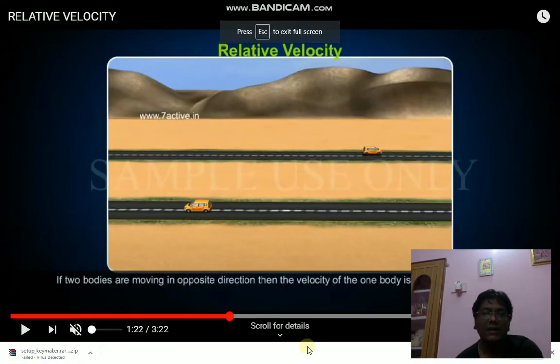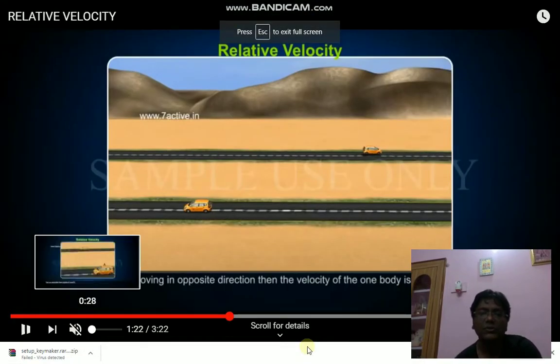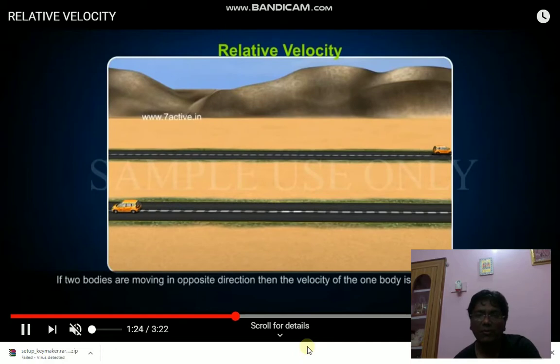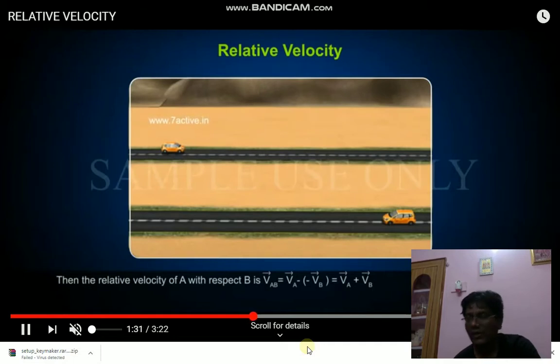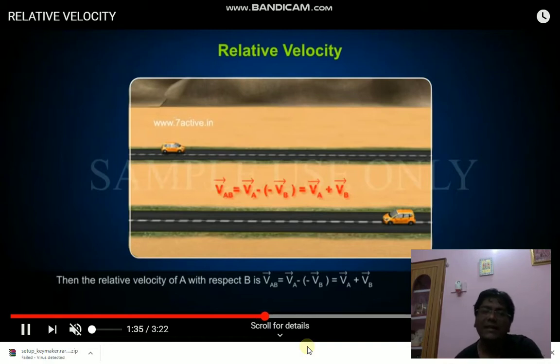When the bodies are moving in the opposite direction, what is going to happen? In this case, the velocities are going to add. Now, how are they going to add? Let us see the formula.